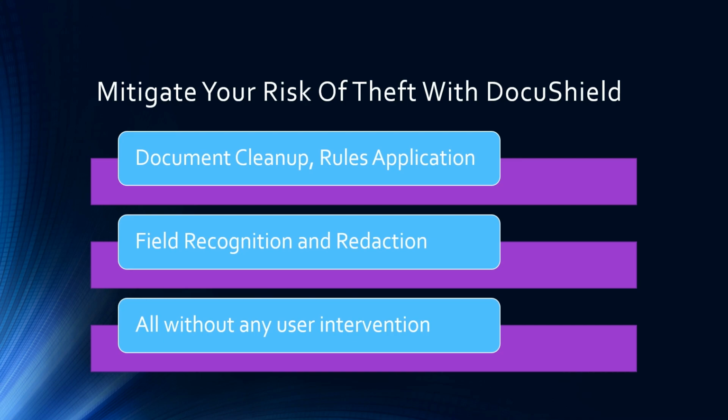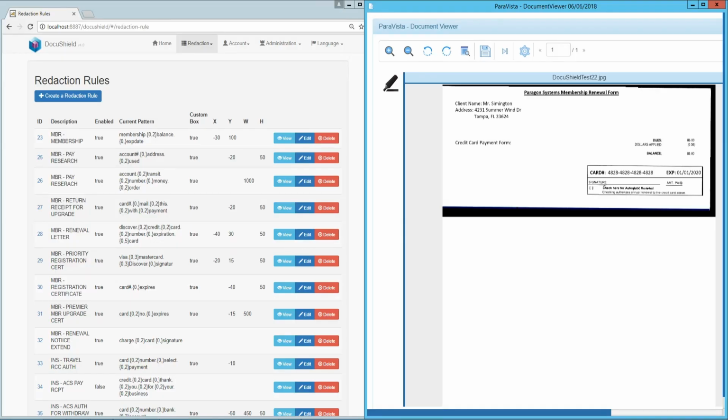DocuShield incorporates Paragon Systems' automation engine, which utilizes a seamless automated service to manage the flow of documents through the redaction process. DocuShield handles the redaction process itself from document cleanup, rules application, field recognition, and finally, redaction, all without any user intervention. In this video demonstration, we'll be adding a redaction rule to the redaction engine to redact a document that we can see in the ParaVista document viewer.